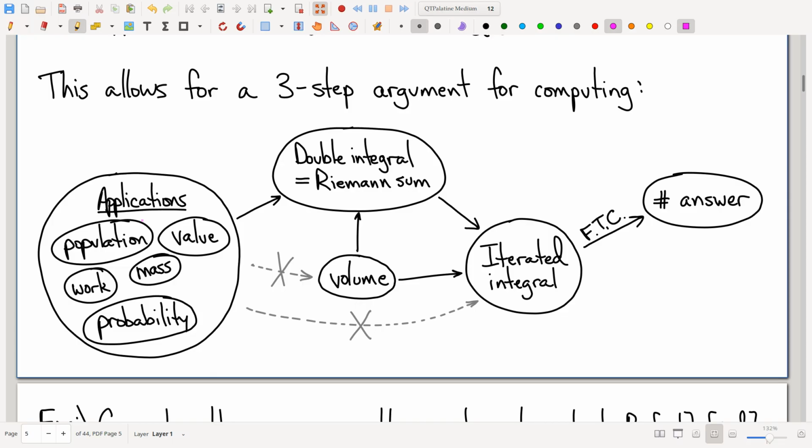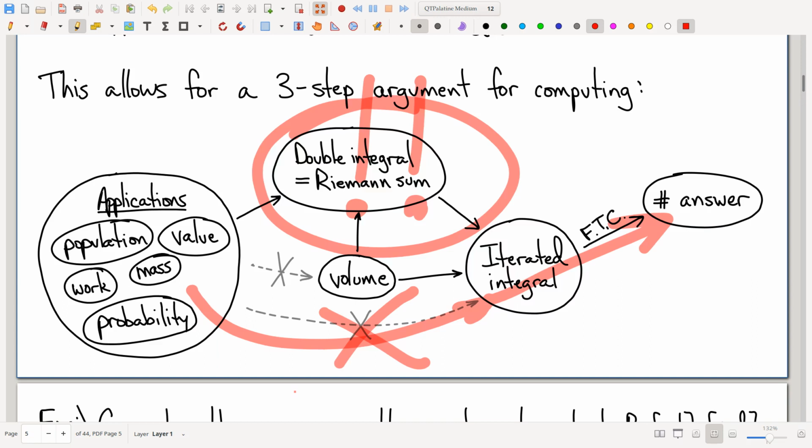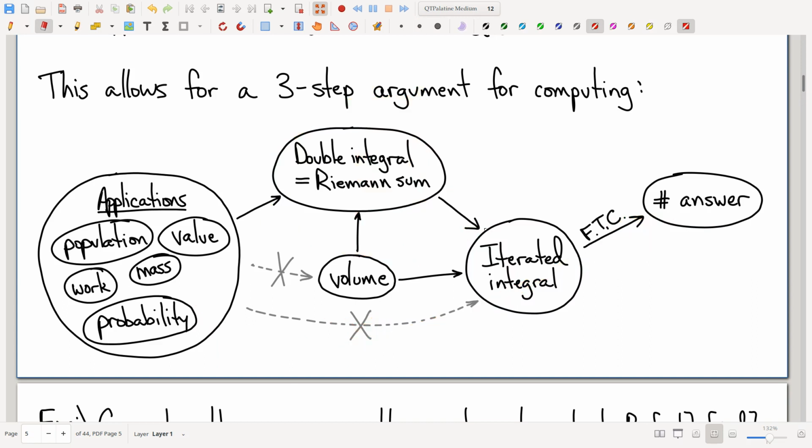Explaining how you turn an application question into an answer. There's just no getting around the fact that the double integral aspect of that is very important, because if you don't have the double integral argument in there, then it looks like you're doing this, and that doesn't hold water. That's not a reasonable argument. Right? So we really need to first take our application and express that application as a double integral.